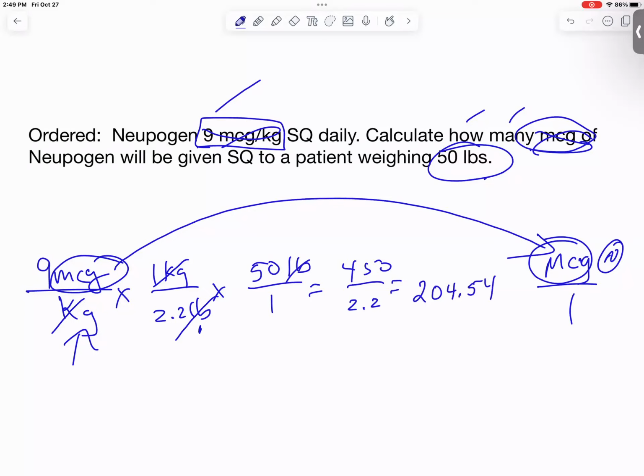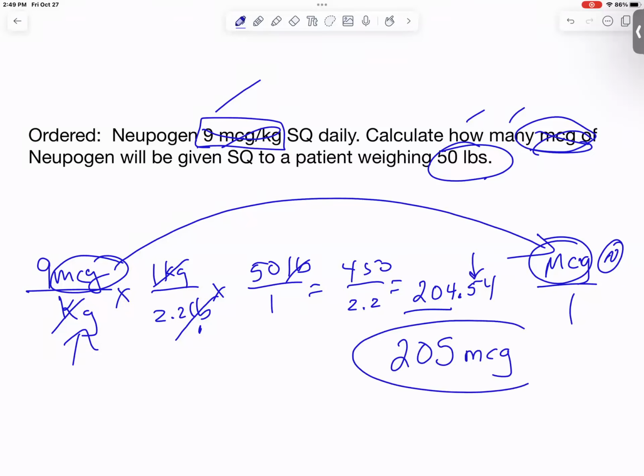Greater than 10 and up, I round. Wait, let me say this again. 10 and over, I round to the whole number. So this is 10 and over for sure. So I look to the number to the immediate right. 5 and up, I round up. So the answer is 205 micrograms.